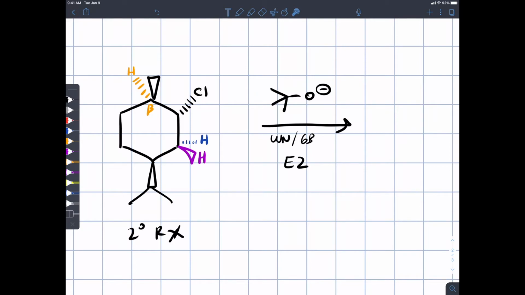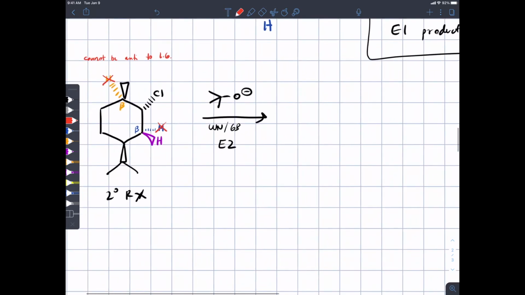Now, let's look at which of the available beta protons can be anti to the leaving group. Are there any that we can rule out as cannot be anti to the leaving group? Okay, orange one, because it's on the same side, right? And then for that same reason, Hayden at home also notices blue. Yeah, blue is also not possible. So, what is the only E2 product we can get?